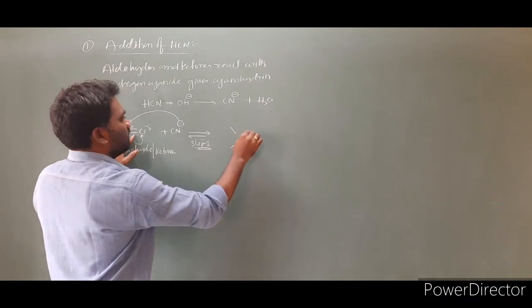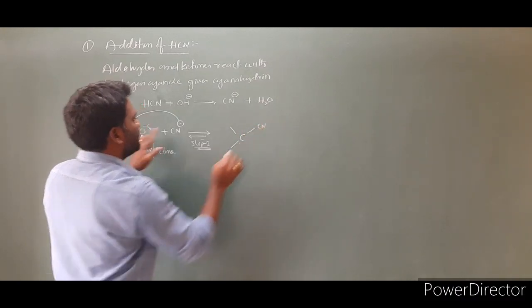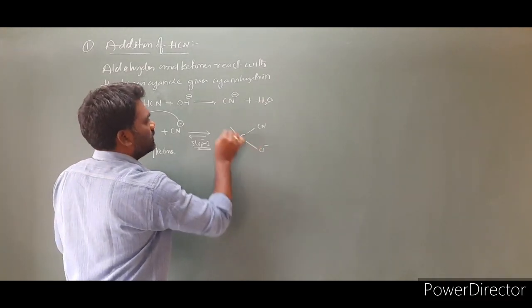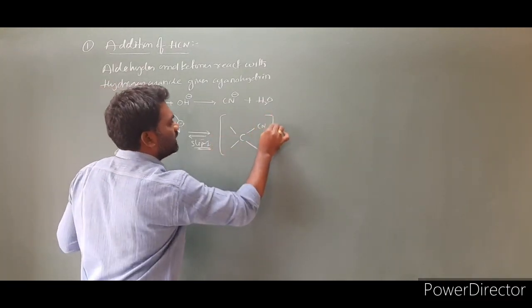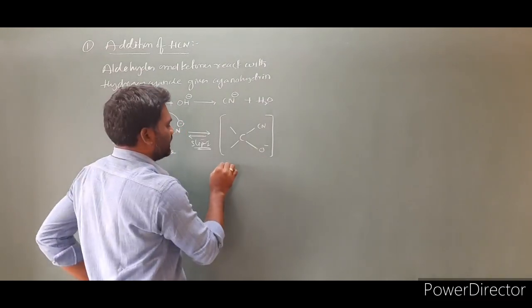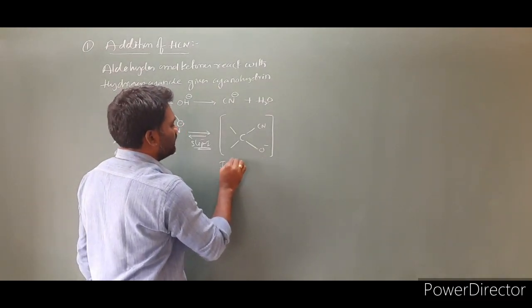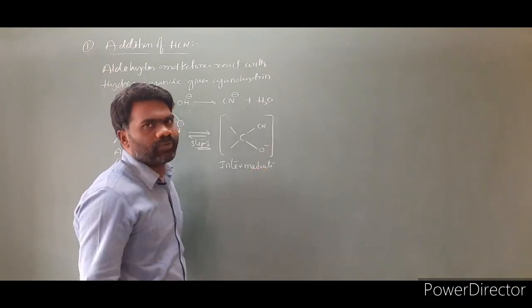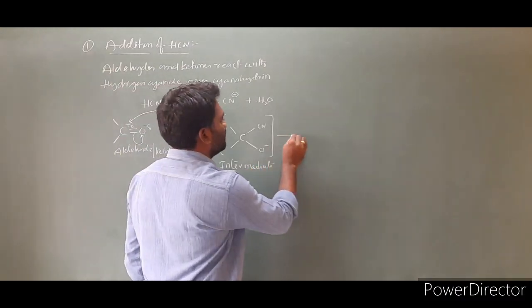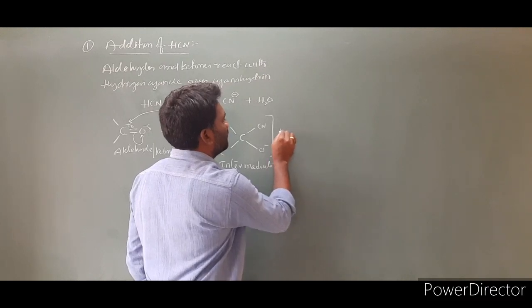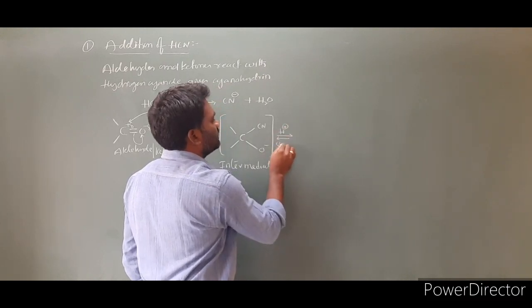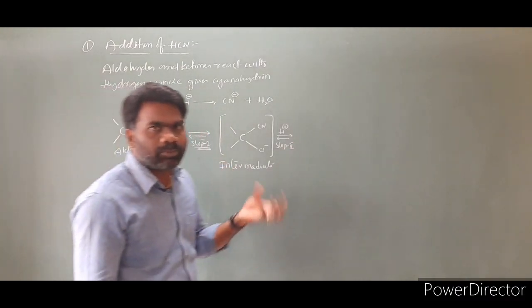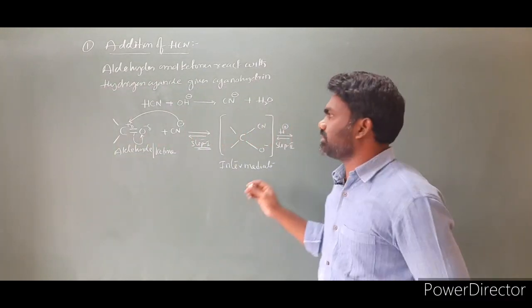The CN is attaching to this carbon, and this O will become O minus. This we have to call a tetrahedral intermediate, and the intermediate is formed. This is step 2. In step 2, this intermediate captures the proton from the reaction medium and will produce the product.